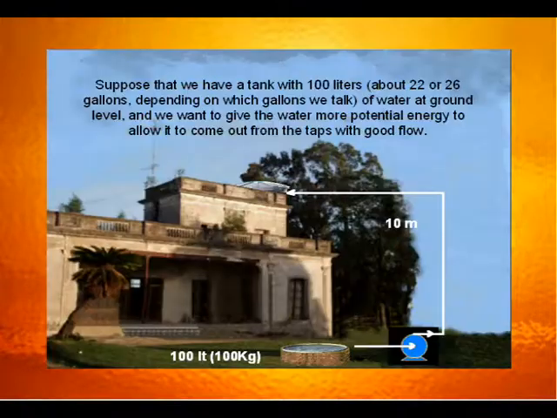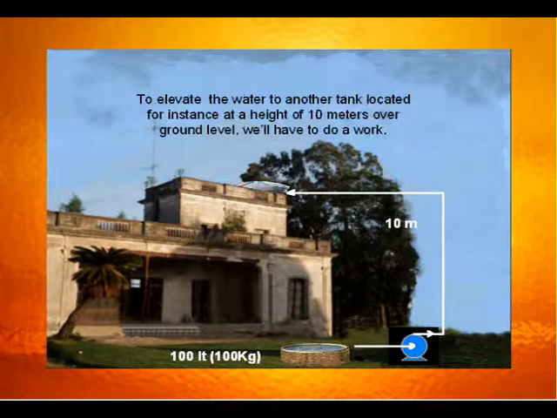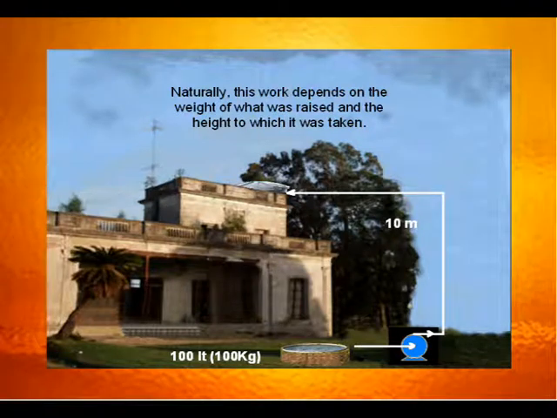Suppose that we have a tank with 100 liters, about 22 or 26 gallons, depending on which gallons we talk, of water at ground level, and we want to give the water more potential energy, to allow it to come out from the taps with good flow. To elevate the water to another tank, located for instance at a height of 10 meters over ground level, we'll have to do a work. Naturally, this work depends on the weight of what has been raised, and the height to which it was taken.